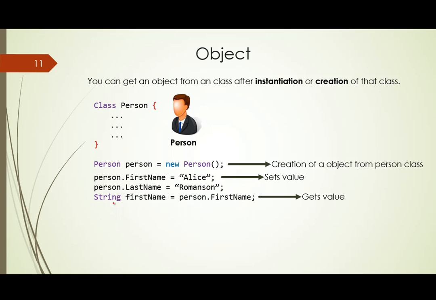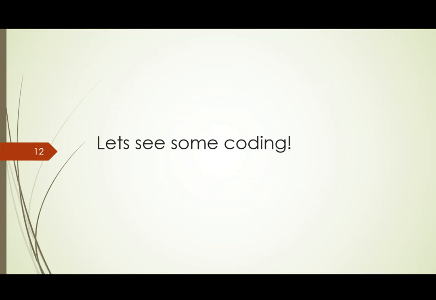And how you get the values is very simple. It's like setting the values, but taking it into another variable. That's how you get the value. That's it. Now let's see some coding.